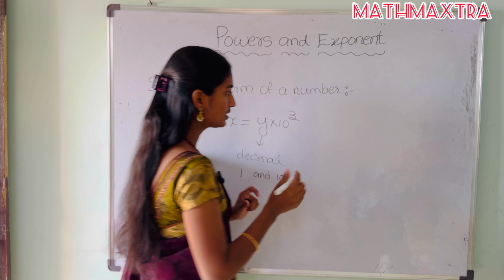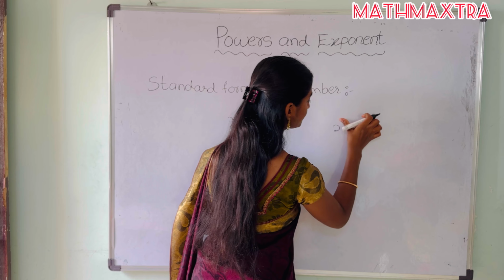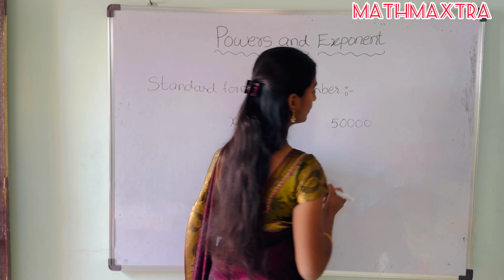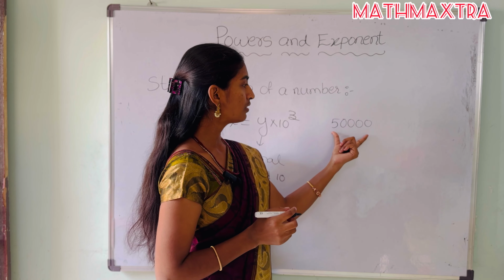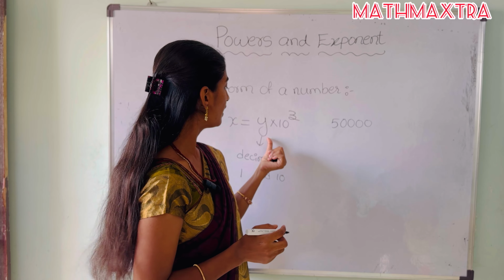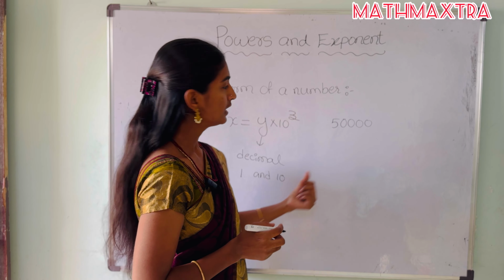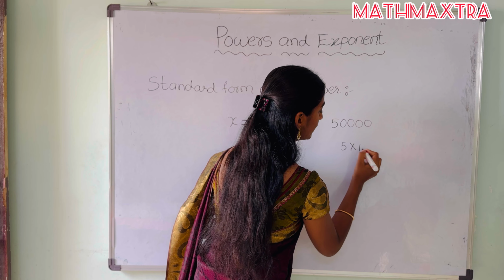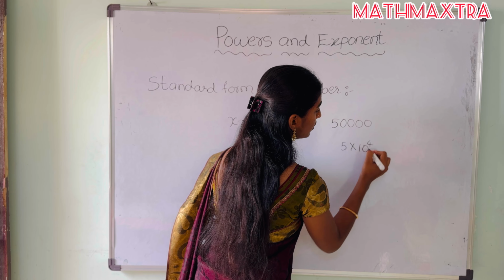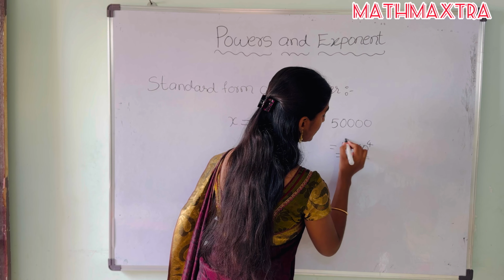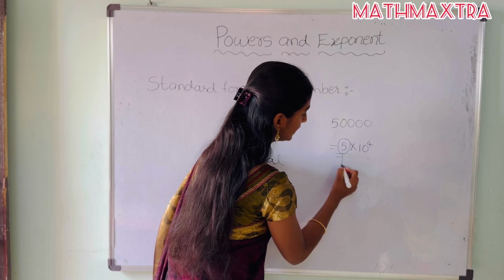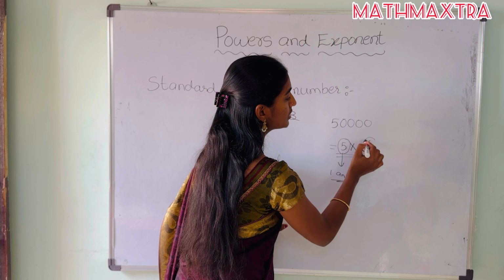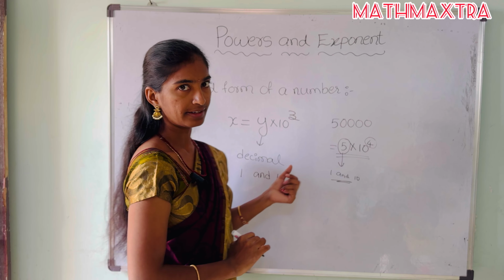You see, if I am writing 50,000, this number in the standard form, now how can we write? We should write this in this format, and this y value must be between 1 and 10. See, here we have 5. If we take 5 into 10 power 4, if you write like this, what happens? This is the value of y. Yes, it is between 1 and 10, and this is the largest exponent of 10, isn't it?